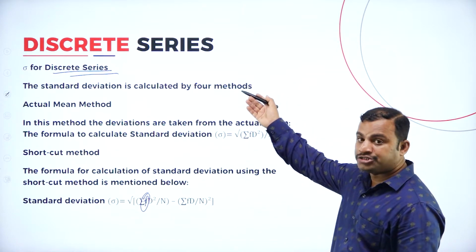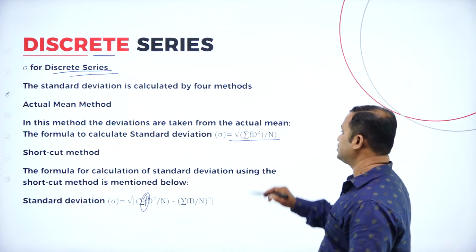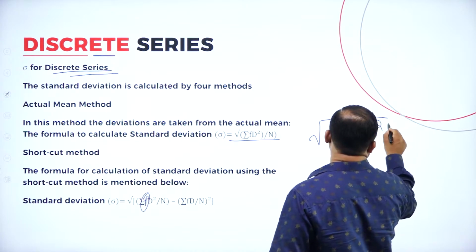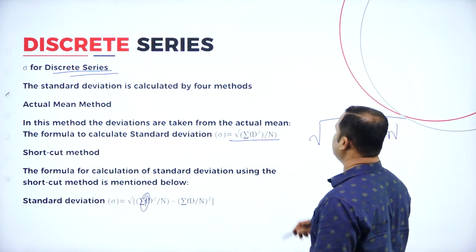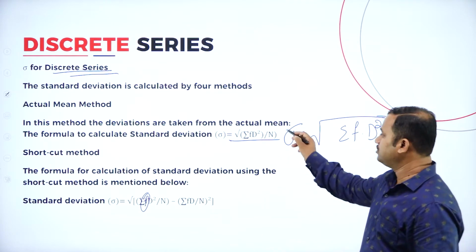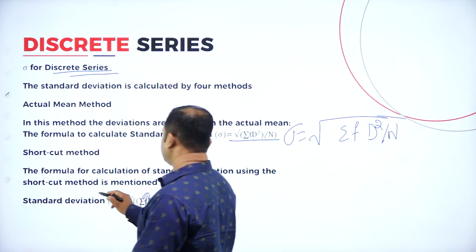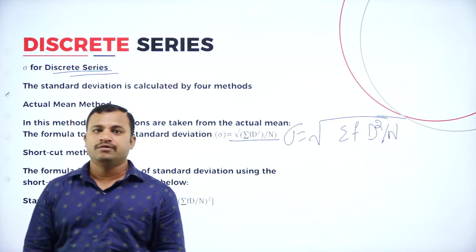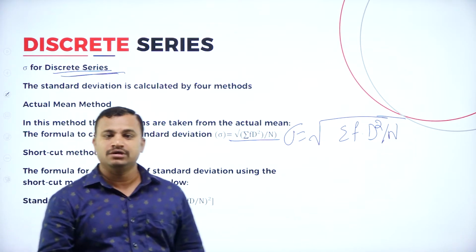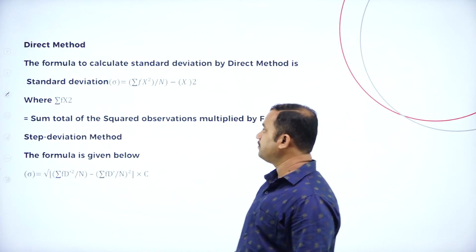But in the actual mean method, we have the square root of summation f into d square by n. This gives me the solution of the standard deviation, that is, by using this direct method. This is by using the shortcut method. For which type of data? For discrete type of data items.